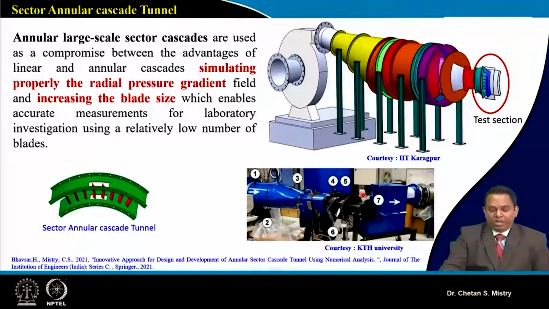Similar to this, at KTH they have their facility in order to do testing for the HP turbine, and this is their sector annular cascade tunnel.